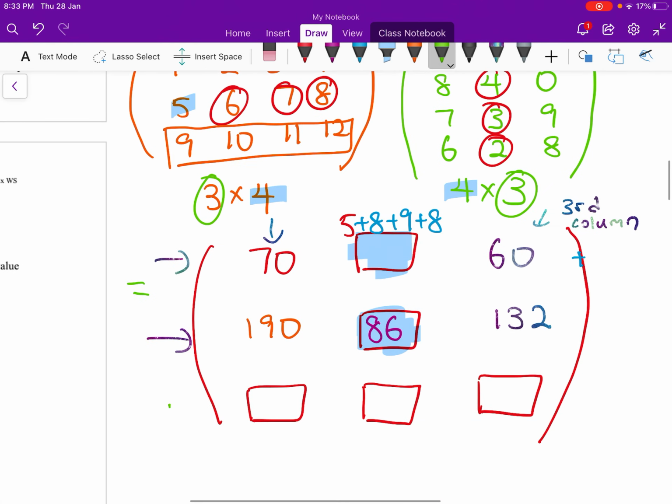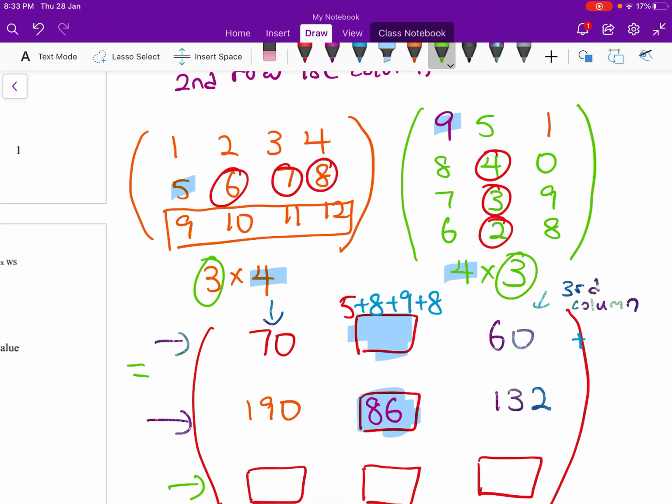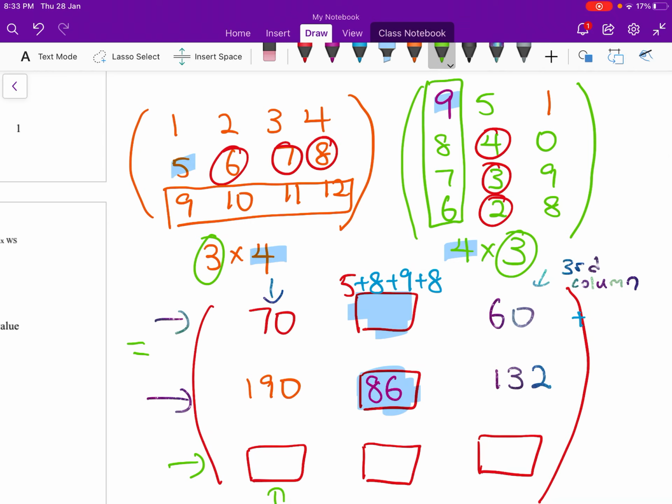Now we are dealing with what? Third row, first column, right? So this is the first column. Third row times your first column. Same thing, first number times first number, second number times second number. So 9 times 9, 81. 10 times 8, 80. 11 times 7, 77. 12 times 6, 72. You should get about 310.